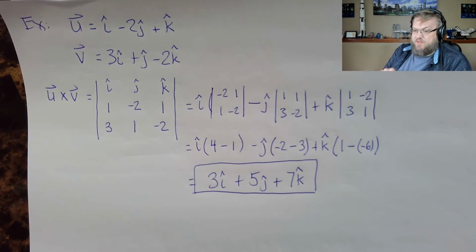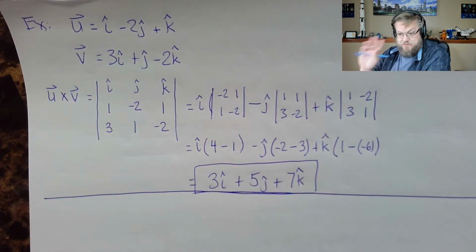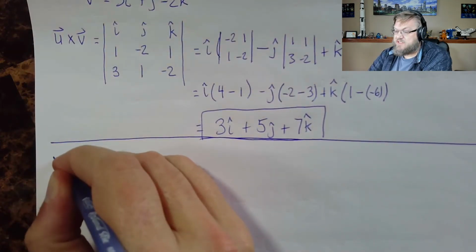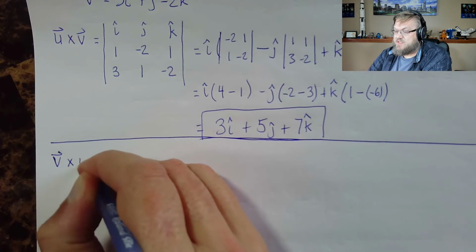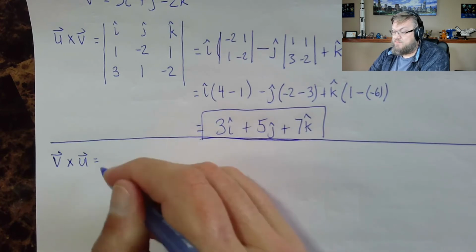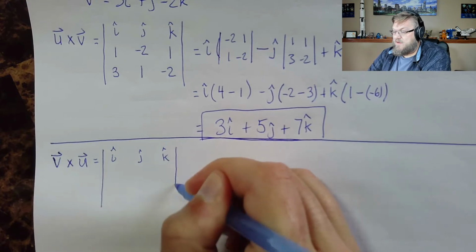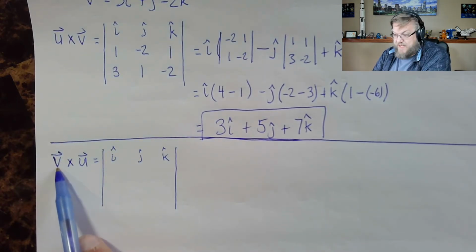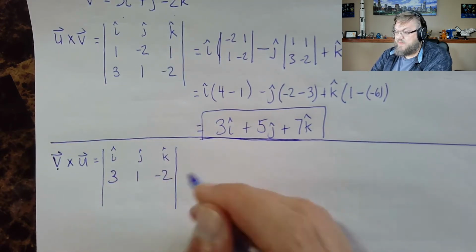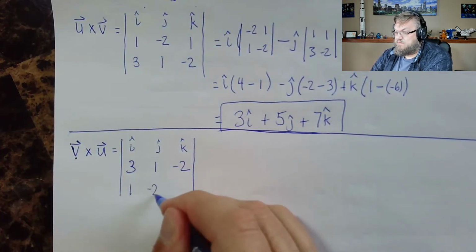Okay. Now, one thing we can talk about with cross product here is that it is a product, and usually multiplication is commutative. But I am going to calculate v cross u just to make sure. So let's actually switch this around. Instead of u cross v, I'm going to calculate v cross u, and I'm going to do that calculation this way. I go ahead and put v first. v is 3, 1, negative 2, and u again is 1, negative 2, 1.